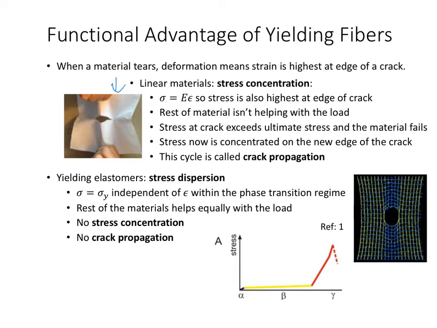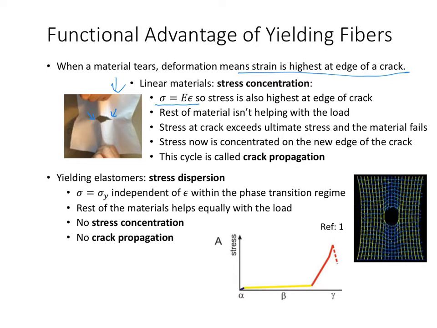then you pull across the tear along the flat way, what you'll see is the paper will deform and all of the stress that you're applying, this force, really gets concentrated at the edge of the crack where the stress gets very high. And we refer to this as stress concentration. What's happening here is that the strain is highest at the edge of the crack. And because a linear material has the stress proportional to the strain, the stress is also highest there.